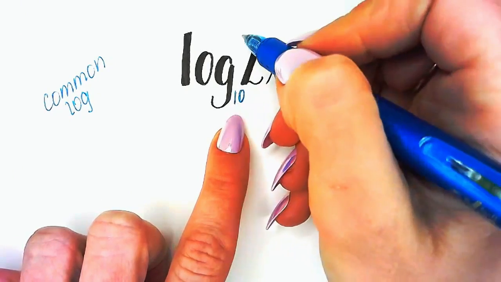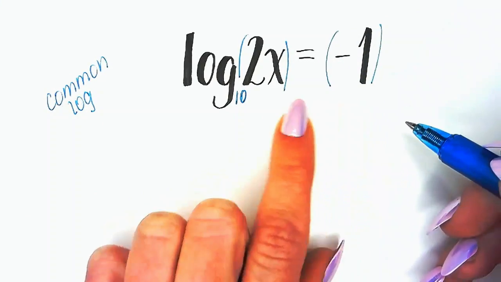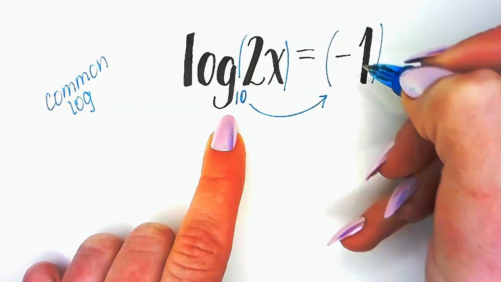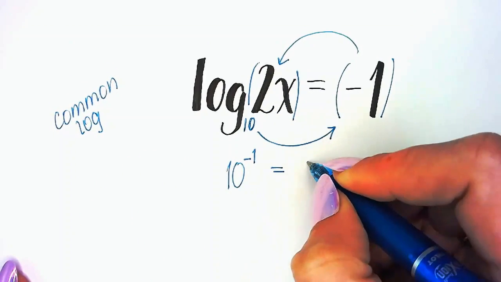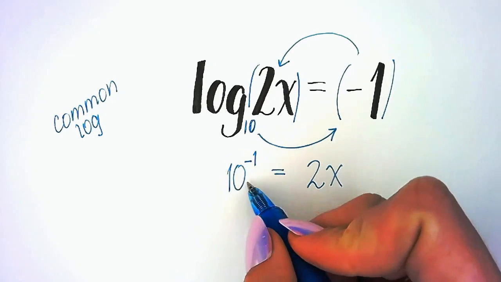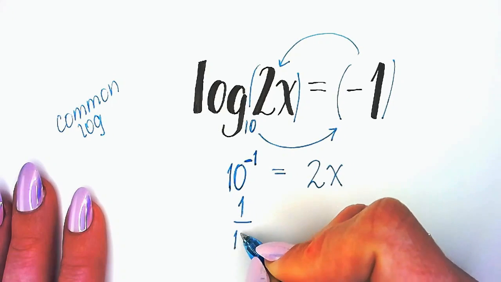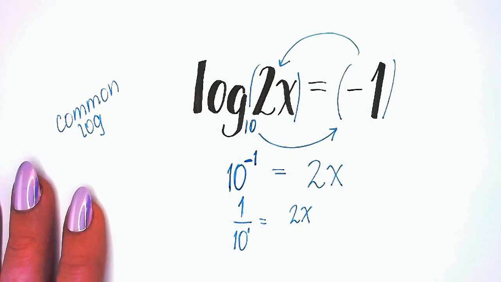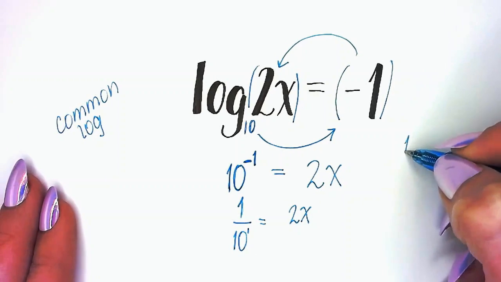Log base b of x equals y. Now we're just going to change this, if you remember, into the other form. B to the y equals x. 10 to the negative 1 equals 2x. We're trying to solve for x and get x alone. I do want to take care of this side first. How do I rewrite 10 to the negative first power? 10 to the negative first power is the same as 1 over 10 to the first power. And that right there is still equal to 2x. 10 to the first power is 10, so 1 over 10 to the first power is just 1/10. Not much to do there.